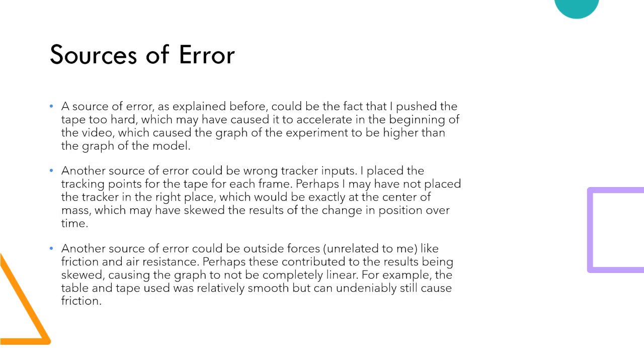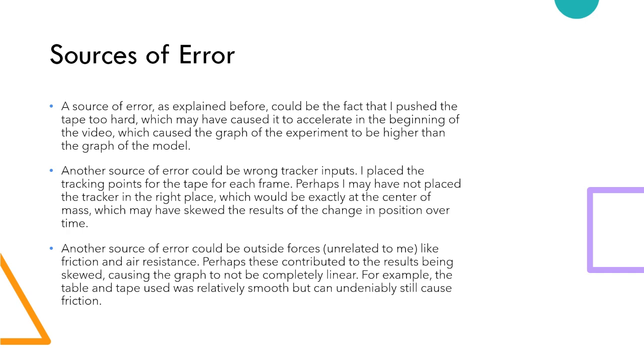Some of the sources of error could be from the fact that I pushed the tape too hard, which may have caused it to accelerate, which may be the reason why the experimental graph is slightly above the model graph. Another source of error could be when I was inputting the tracker data. I didn't put the tracker points at the center of mass of the tape. And another source of error could be the outside forces affecting the constant velocity.